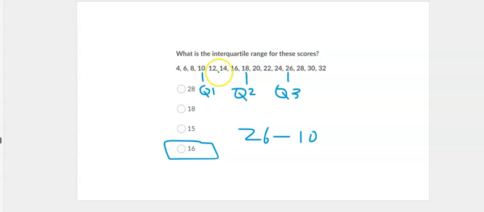Now let's look at the quiz. What is the interquartile range for these scores? You have to divide the data into 4 portions. The first portion is here, and the third portion is here. So 26 minus 10 is 16. The interquartile range here is 16.